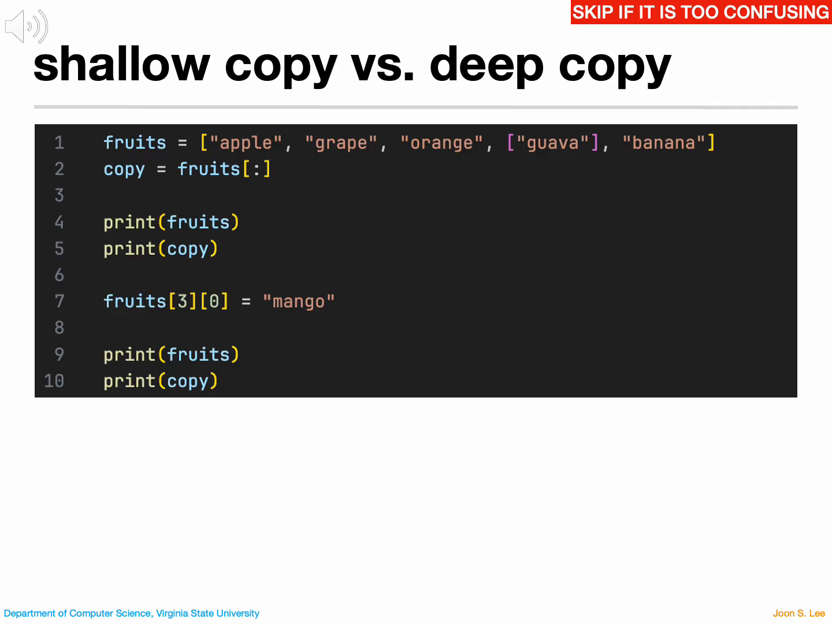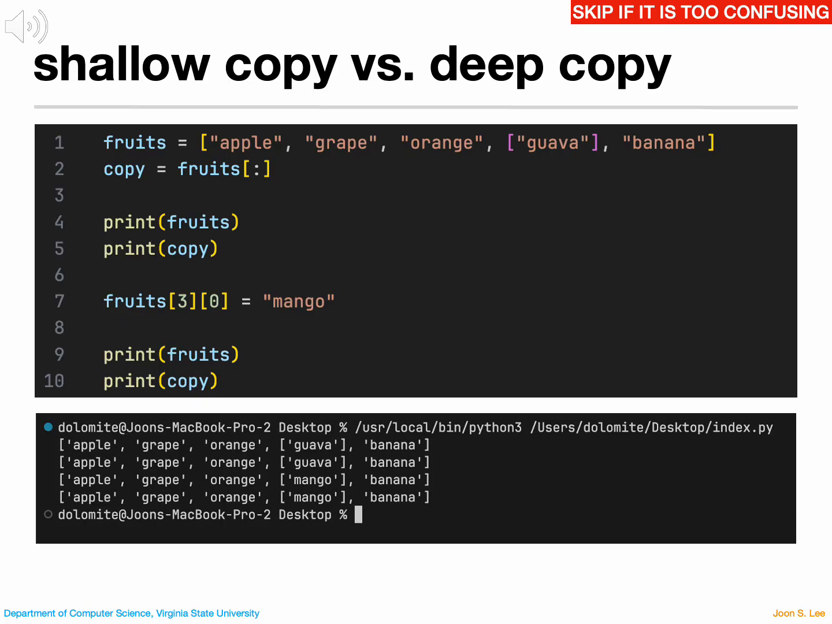We create a copy using slicing, which produces a shallow copy. At first, both lists look the same. Then we modify the inner list by changing guava to mango. When we print both lists again, you'll notice that both the original and the copy have changed.